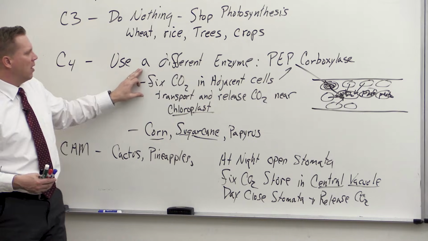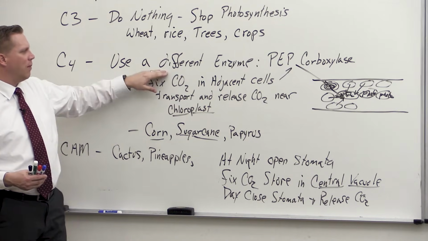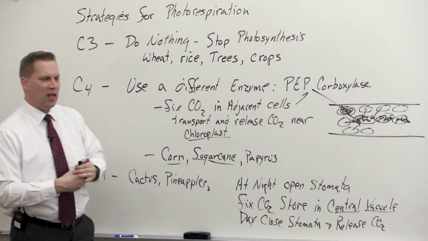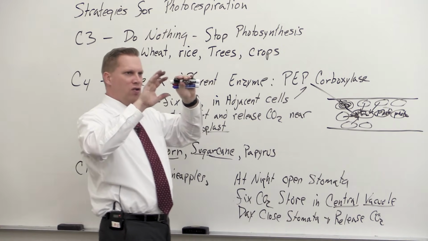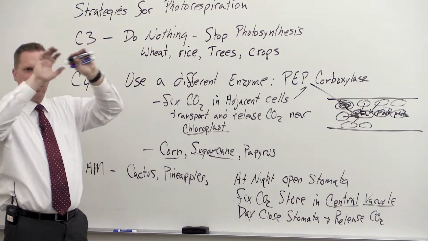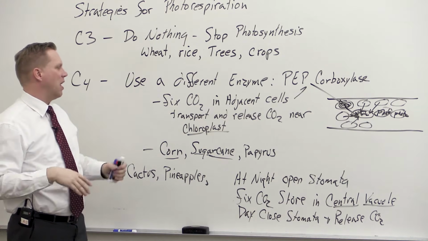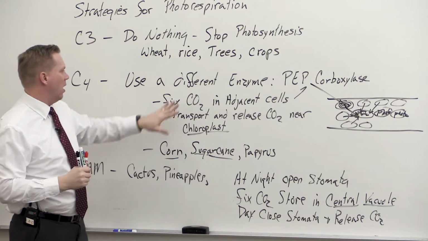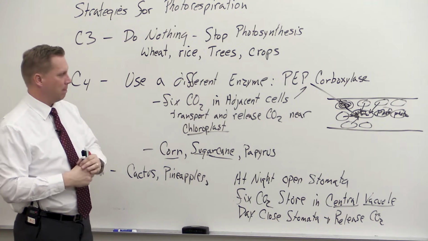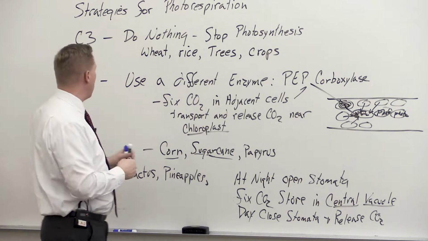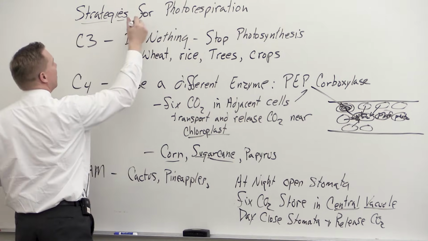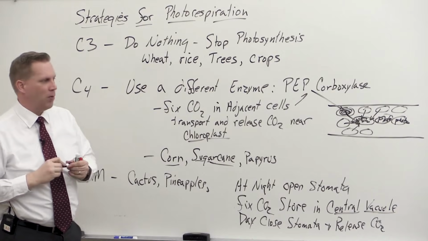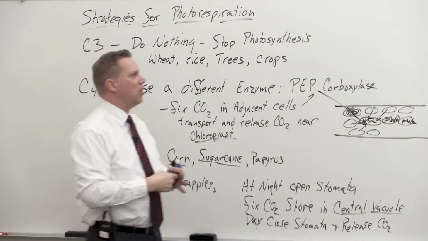Up here, this isn't a night and day thing. This isn't temporal. This is a spatial separation, the C4 plants. Again, they're gathering the CO2 that's in other cells around the photosynthetic cells and fixing it and then transporting it. And this is all occurring during the day. And so those are some different strategies that we have for dealing with the photorespiration problem. And this will conclude then.